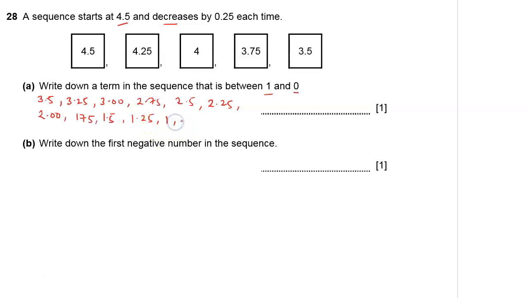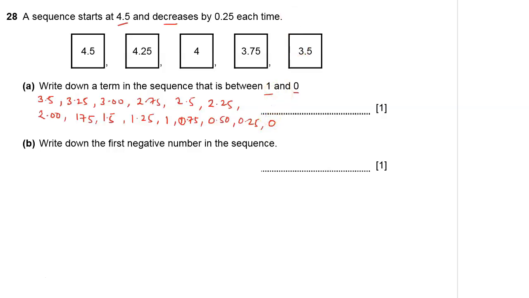From 1 minus 0.25 will give us 0.75, right there. 0.75 minus 0.25 will give us 0.50. And of course, you minus that, you get 0.25, and you get 0.